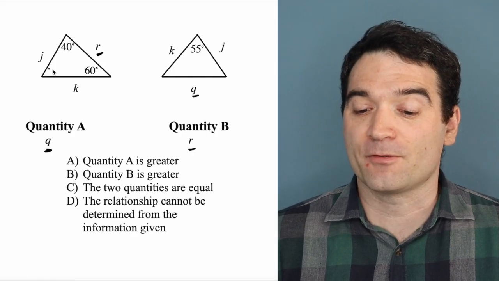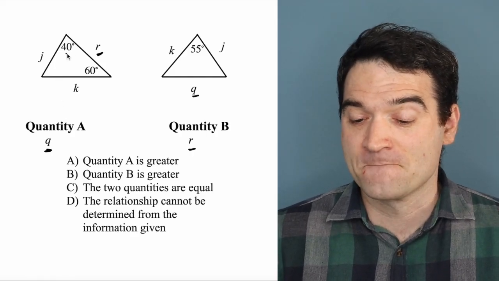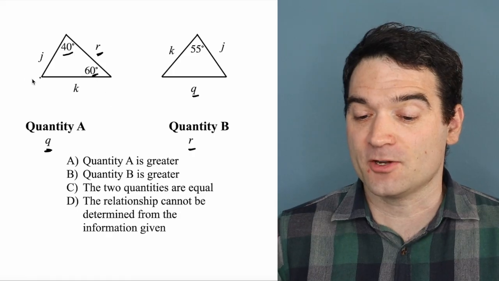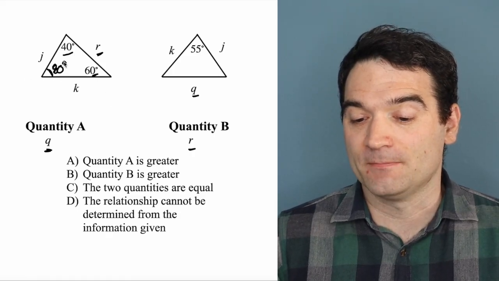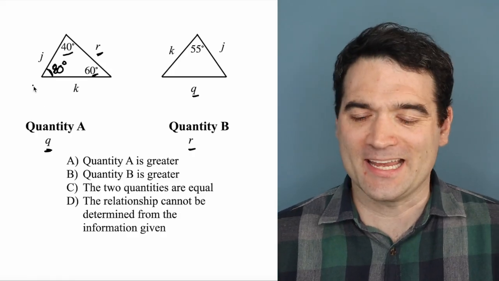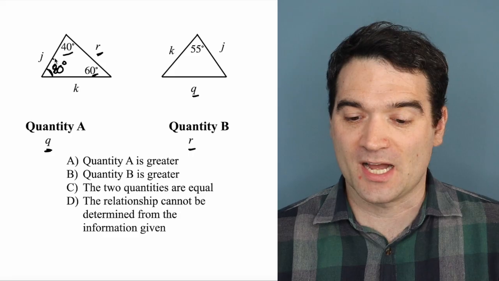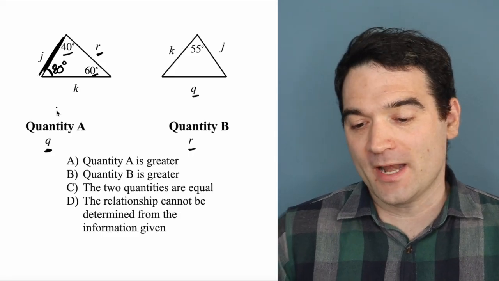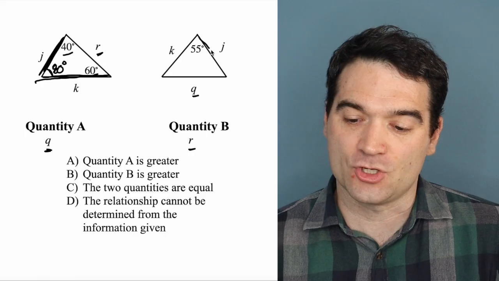We know that the sum of three angles in any triangle has to be 180 degrees, right? So I have 40 plus 60, that's 100, meaning the missing angle right there is 80 degrees. Now here's the key idea. Both of these triangles share two sides, right? This one has sides J and K, and this other one has sides J and K.